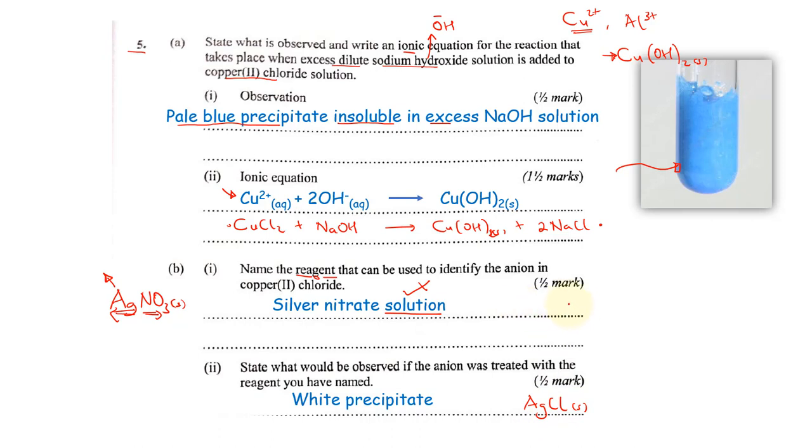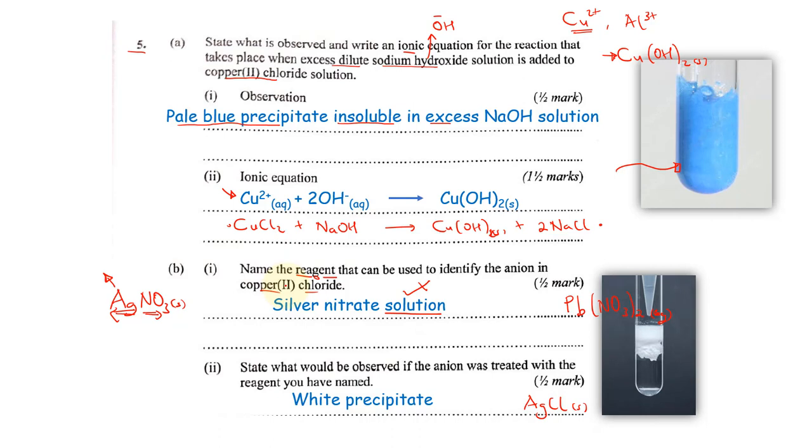Why do you think we can't use lead nitrate here? Even lead can produce a blue precipitate with copper 2 chloride, but why do you think we can't use lead nitrate? Just let me know in the comment section. So here we have our silver nitrate, or at least how it could appear, as a white precipitate being formed in this boiling tube.